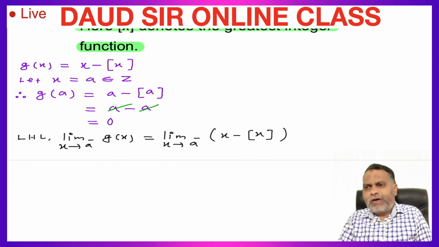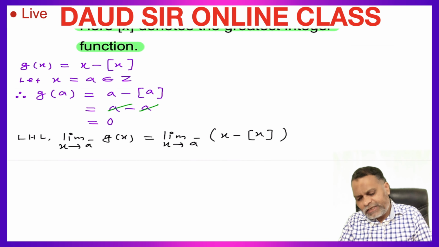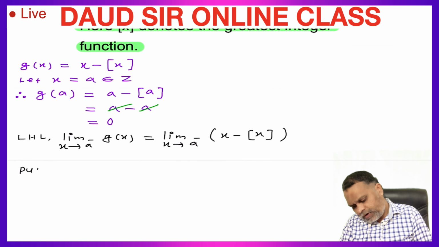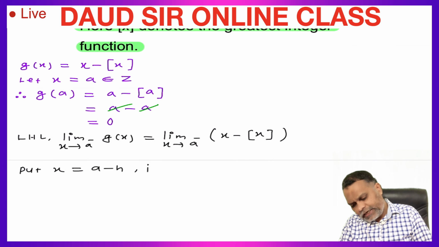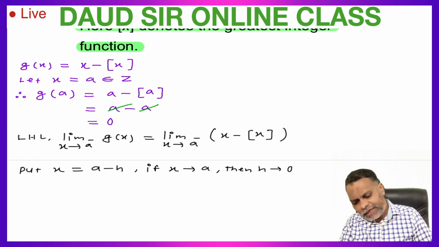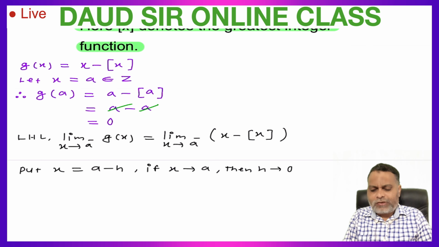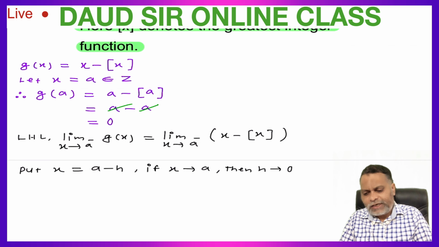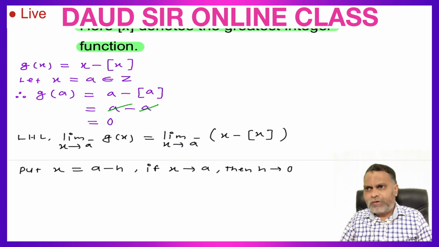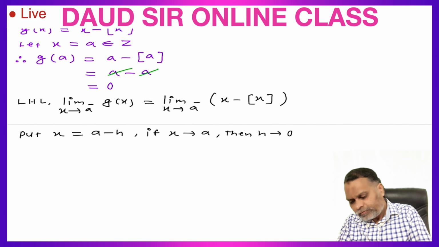For left hand limit, we have to substitute x is equal to a minus h. So put x is equal to a minus h. If x tends to a, then h tends to 0. Substitute a minus h here. A minus h tends to a, that is h tends to 0, that is minus h tends to 0, that is h tends to 0.